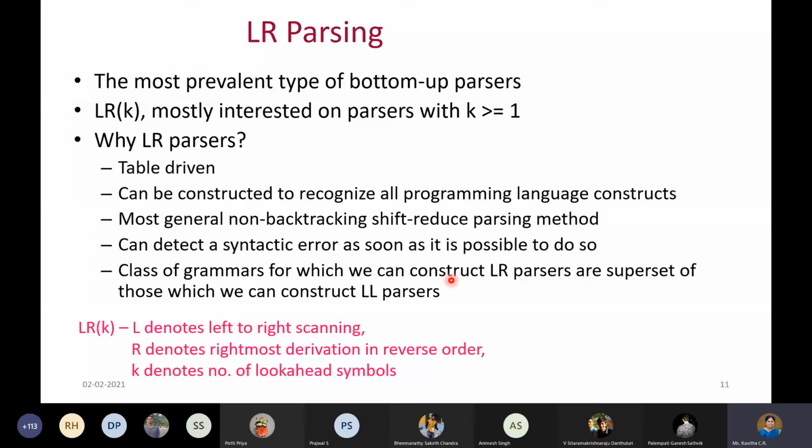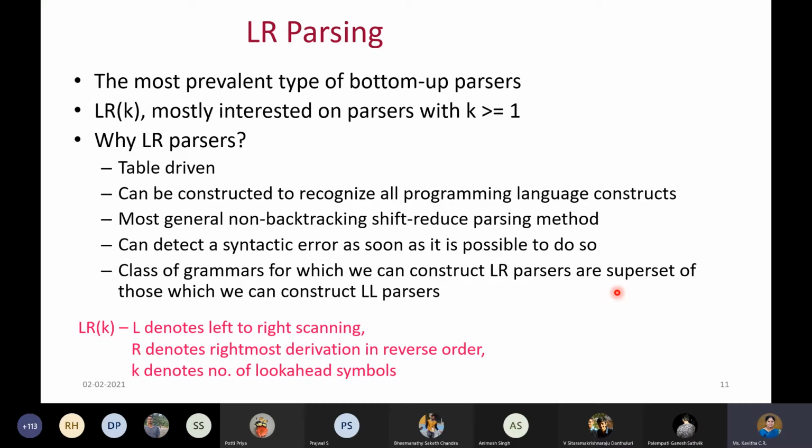And the class of grammars that we can use to construct LR parsers is a superset, and later you will also realize that LR parsers have wide applications, because LL(1) we have seen some examples, but it has its own limitations also. As you all know, left recursion removal is required, and then left factoring is required. The way we do parsing also is a little different.